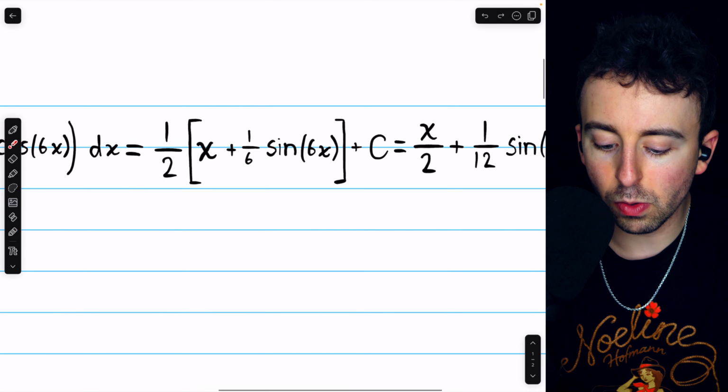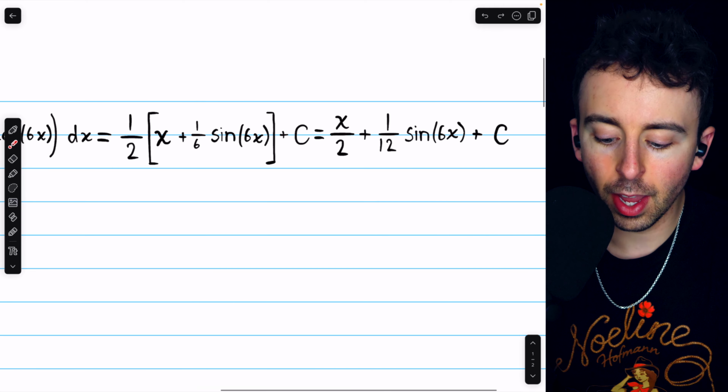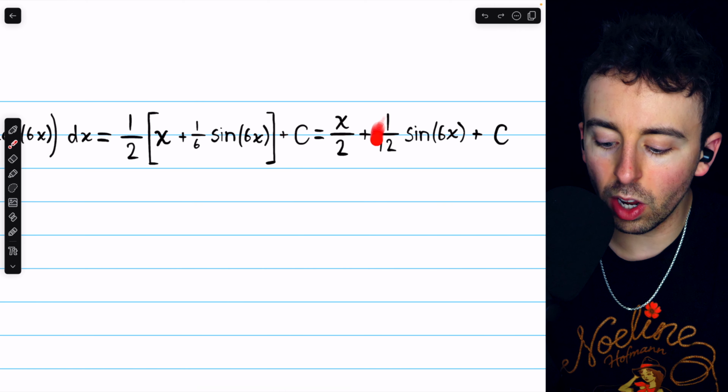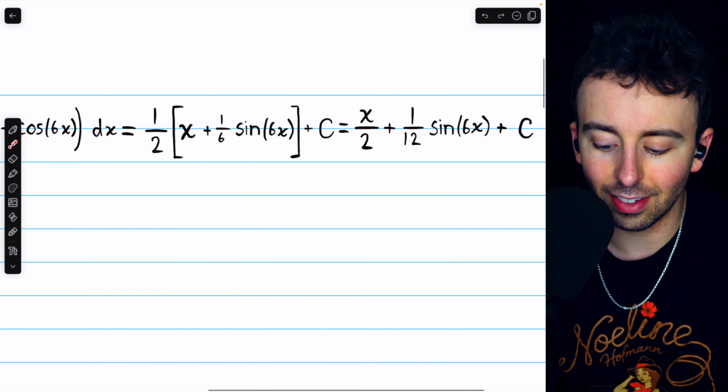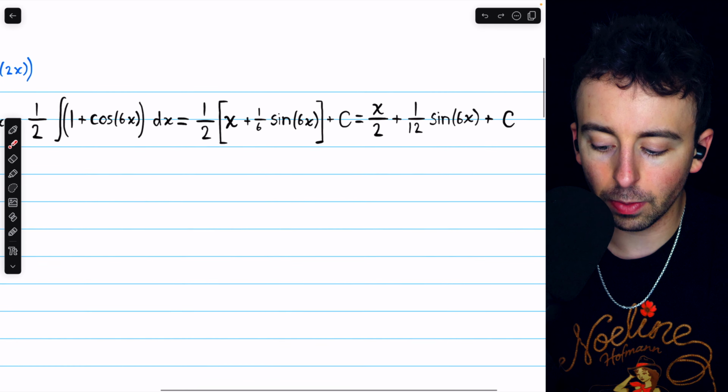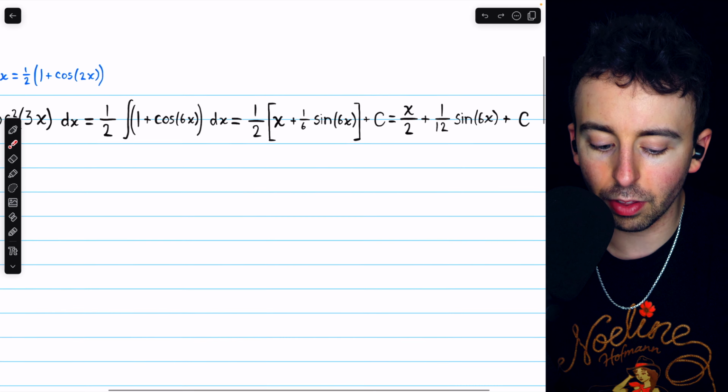Finally, we can just distribute the 1/2 to get our final answer of x over 2 plus 1/12 sine of 6x plus c. And that is the integral of cosine squared of 3x.